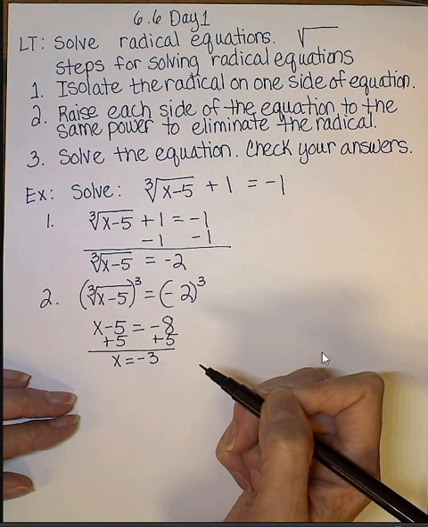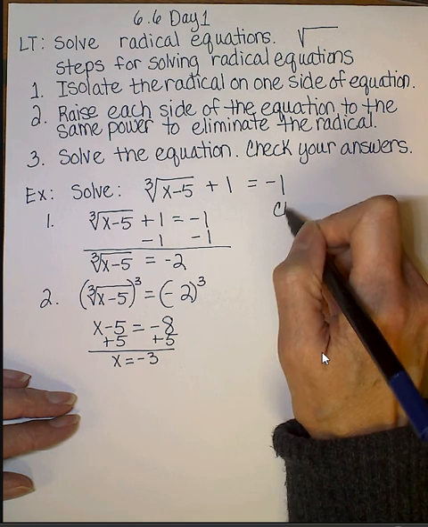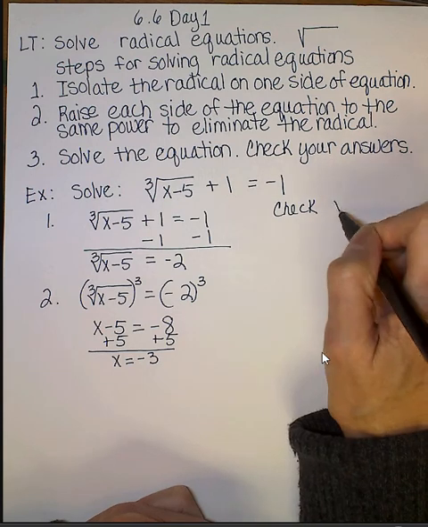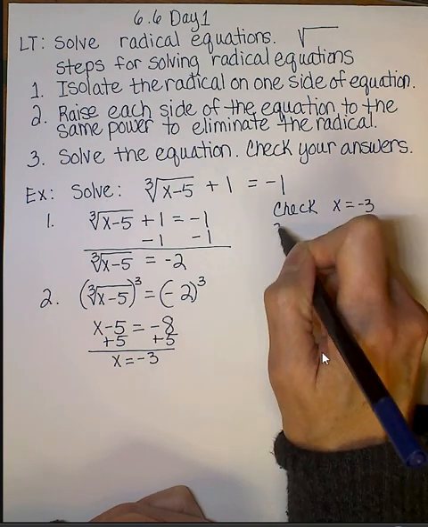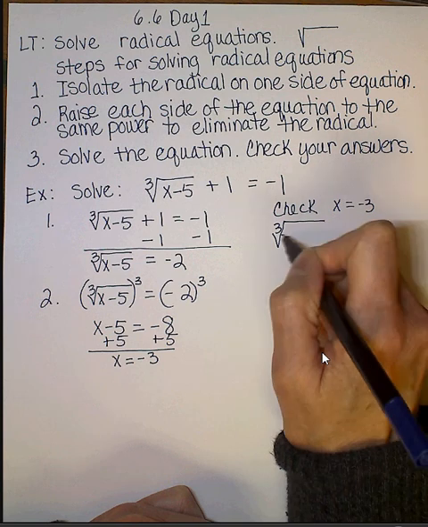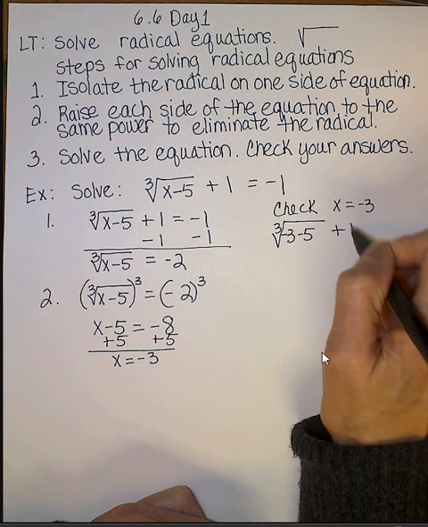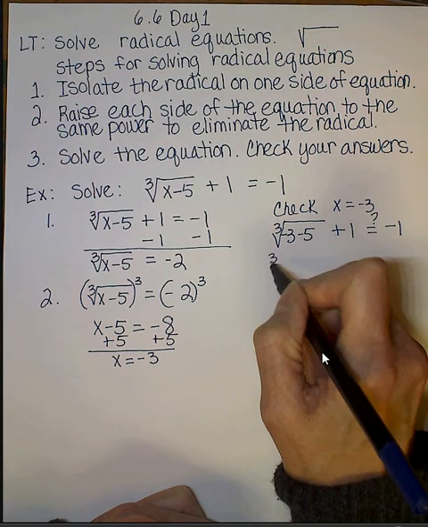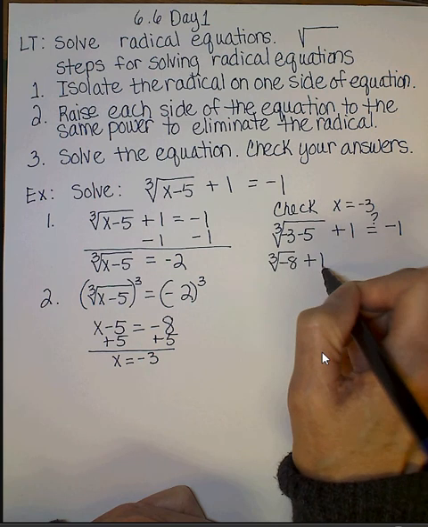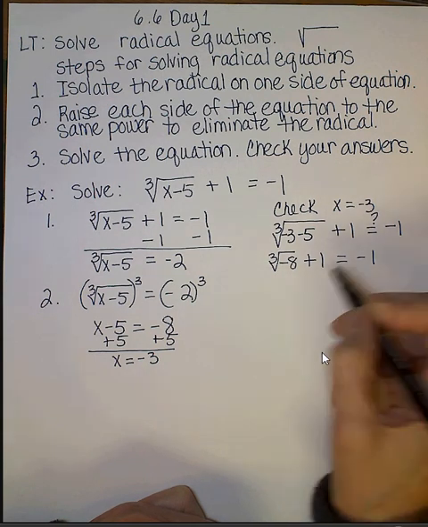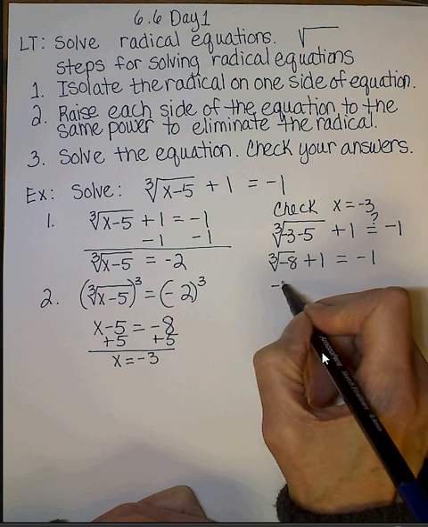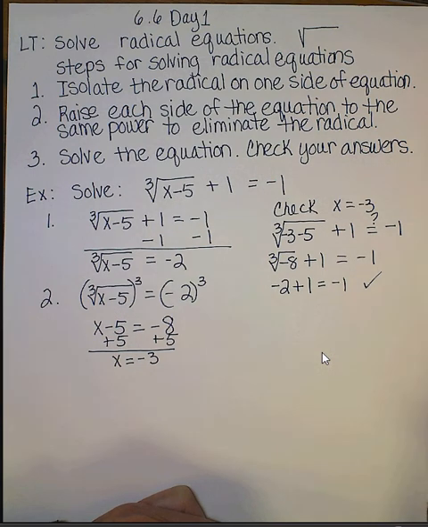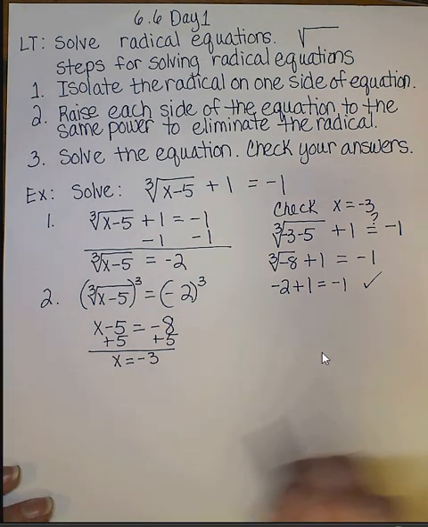Okay, but now I need to check it. So let's check our answer and make sure it works. We're going to plug that back in to the original equation. So -3 minus 5 plus 1, does it equal -1? So the cube root of -8 plus 1, still want to know if it equals -1. That would, the cube root of -8 is -2 plus 1 does equal -1. So that works. Alright, let's do another problem.